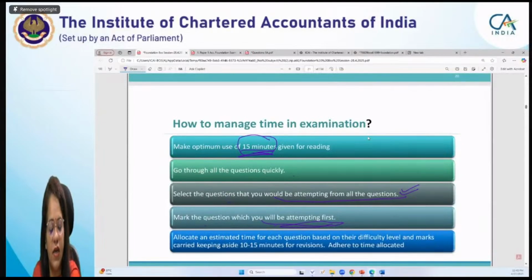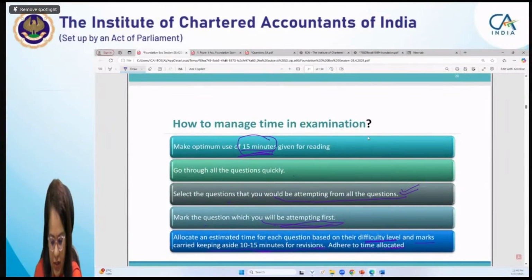Okay. Allocate an estimated time for each question based on the difficulty level. You know partnership takes a lot of time, so give more time for partnership. All right. You know the question on subsidiary books takes less time, so give less time for that question. All right. Consider difficulty level and marks, keeping aside 10 to 15 minutes for revision. Adhere to the time allocated.